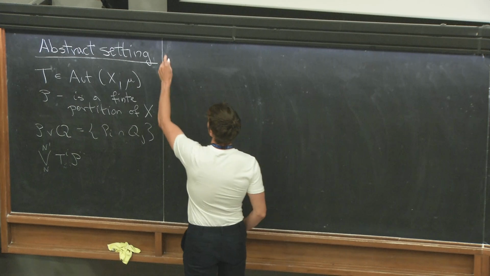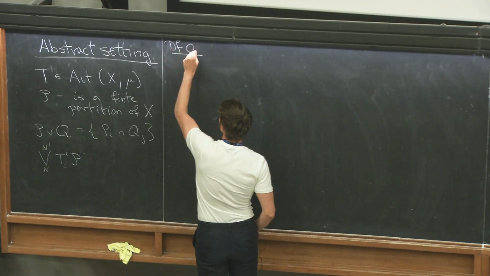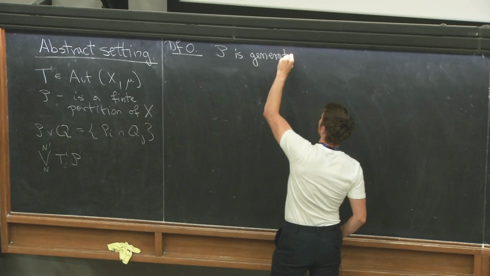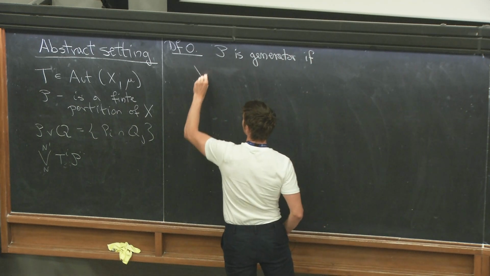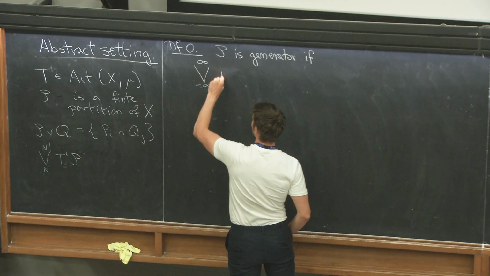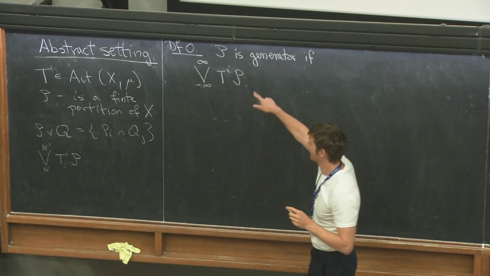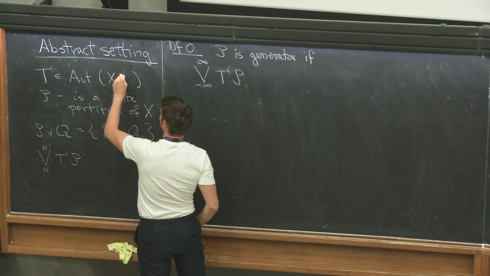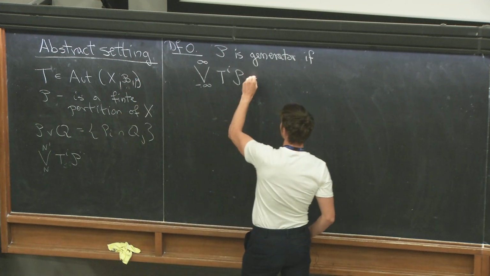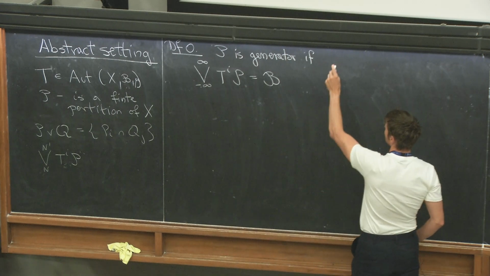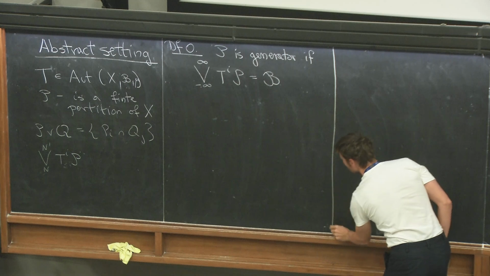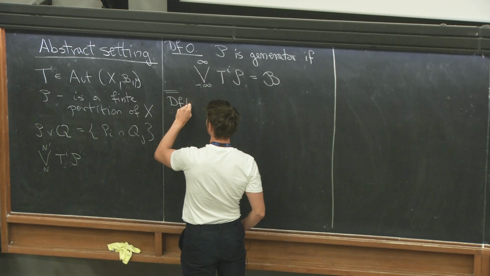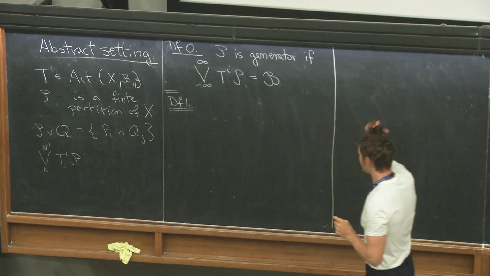So for example, definition 0 would be that P is a generator if we take the wedge from minus infinity to infinity of T^i P, the smallest sigma algebra containing all the partitions T^i P, and say here there is some sigma algebra B, if this is equal to B. That's the first definition. And now I would like to move to defining the K property. So this is the first, say, important definition that we will be discussing.